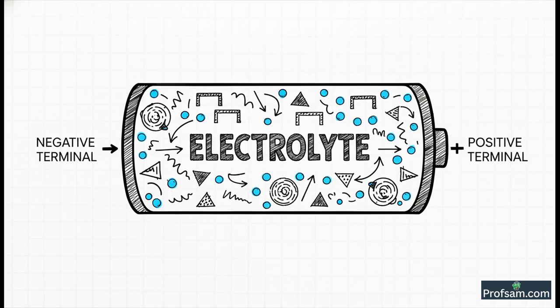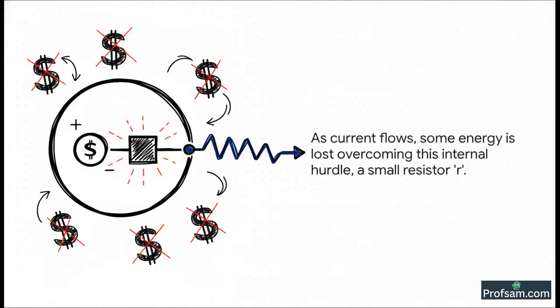It offers some opposition to the current flowing through it. And this internal opposition, this resistance to the current inside the cell, is what we call internal resistance. We use a small r to denote it. The best way to picture this is to imagine a tiny little resistor, we call it small r, sitting right inside our ideal cell. So every single time a current flows, some of the cell's precious energy is wasted. It's lost as heat, just trying to overcome this internal hurdle. It's like a small tax that the cell has to pay on its own energy.